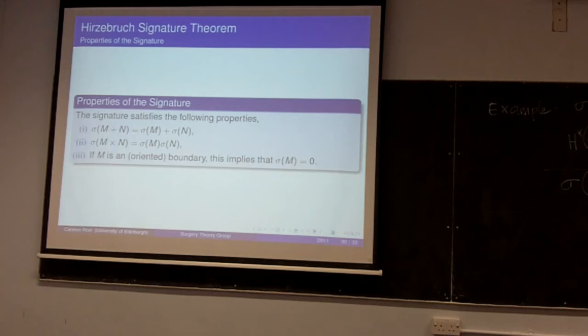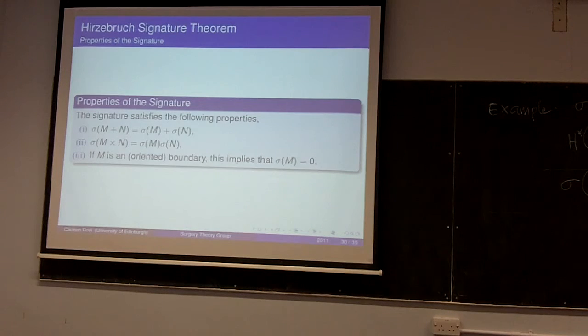And this plus here, usually, both in Stong and in Milnor-Stasheff, I think they're referring to it as this disjoint union of manifolds. It also holds for connected sum. So it's interesting that they only write sum, but one first thinks it must be the disjoint union. It also works for connected sum. And another interesting property of the signature is the third one, that if M is an oriented boundary, this implies that the signature is zero.